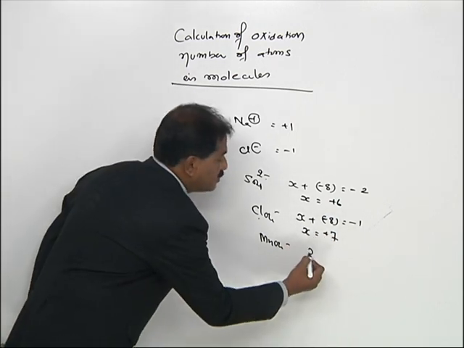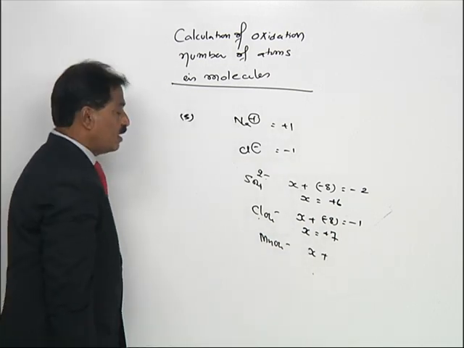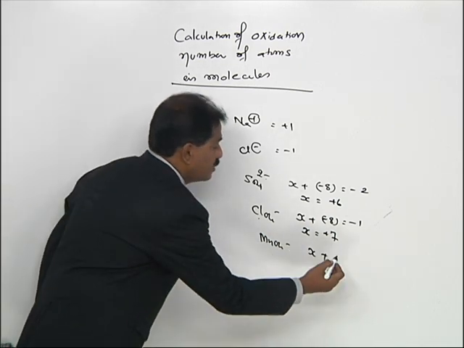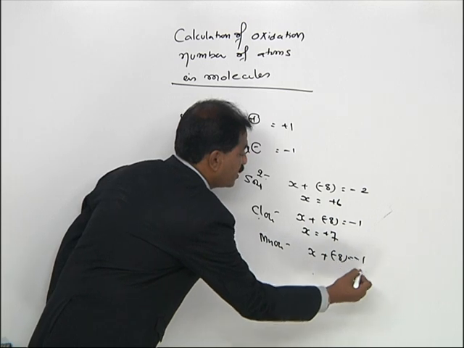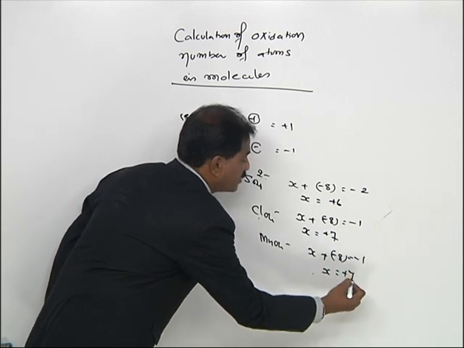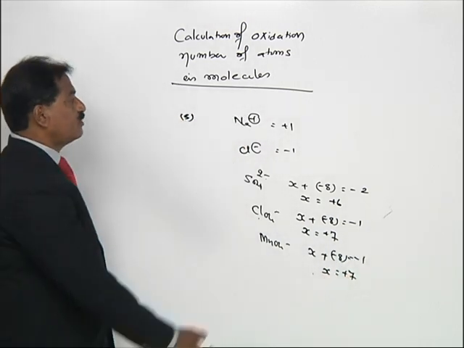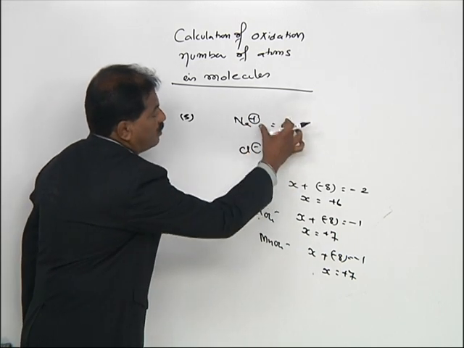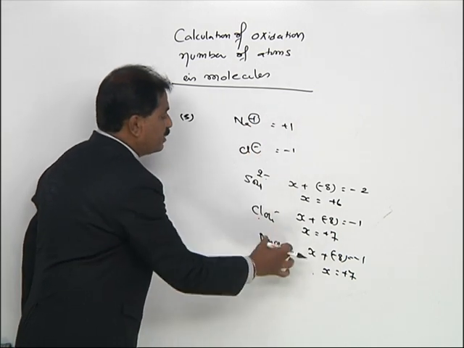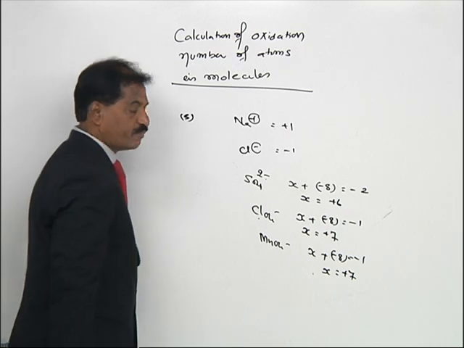Similarly, for manganese, we want to calculate the oxidation state. Assign the value X. X plus -8 is equal to -1. Therefore, X is equal to +7. Like that, we can find out the oxidation state of any unknown atom in any multi-atomic ion by using this rule.